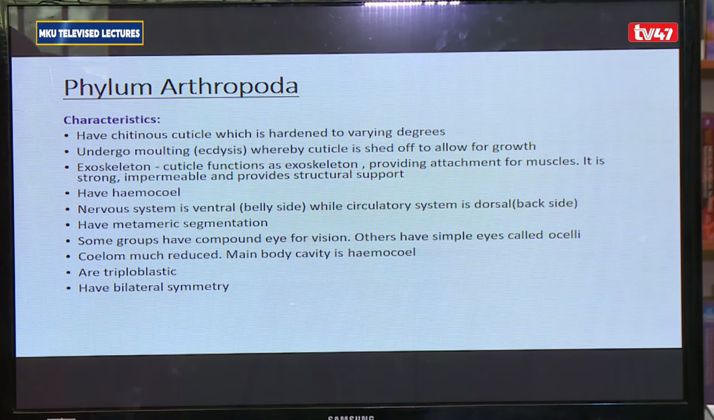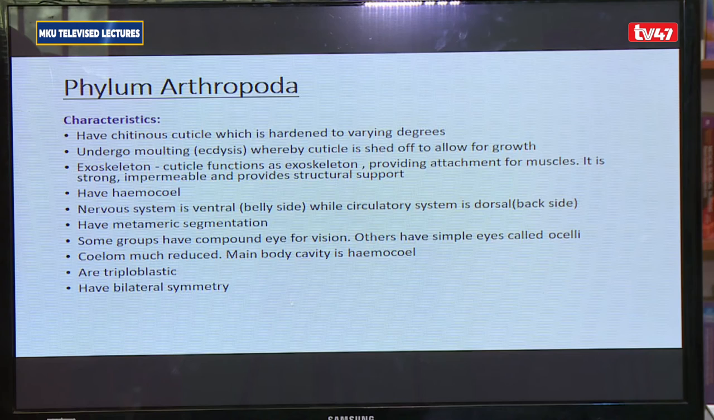In terms of vision, some groups have compound eyes, some groups have simple eyes, and the simple eyes of arthropods are called ocelli. They have a coelom, which is reduced. They are triploblastic. They have bilateral symmetry.